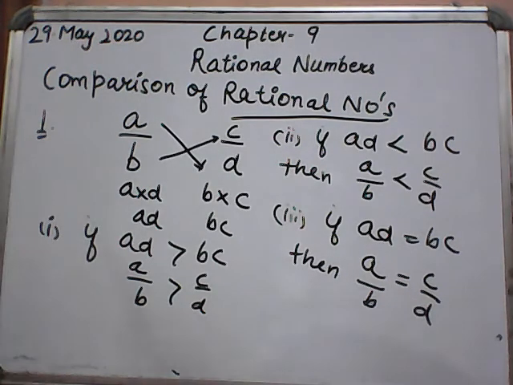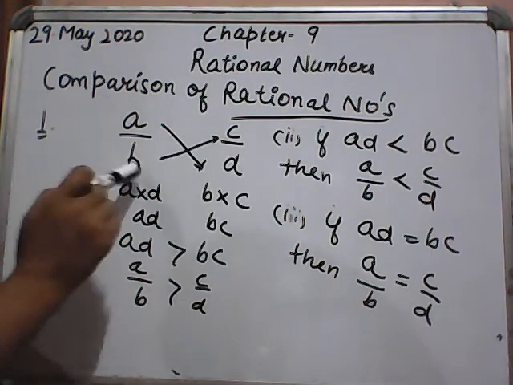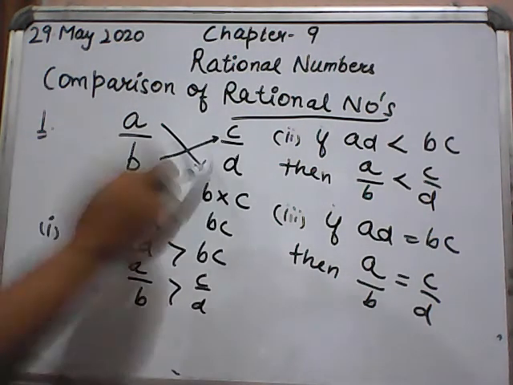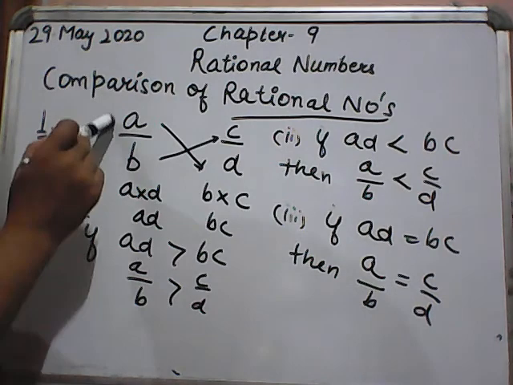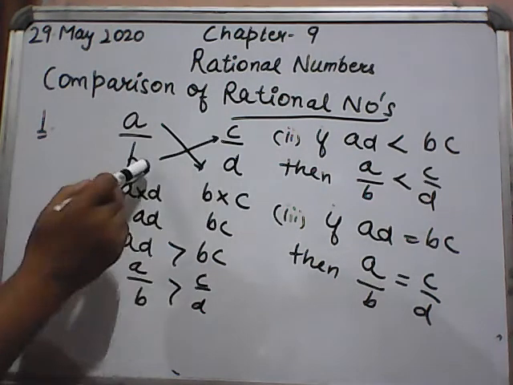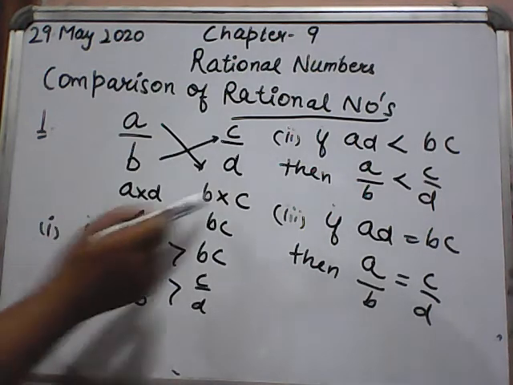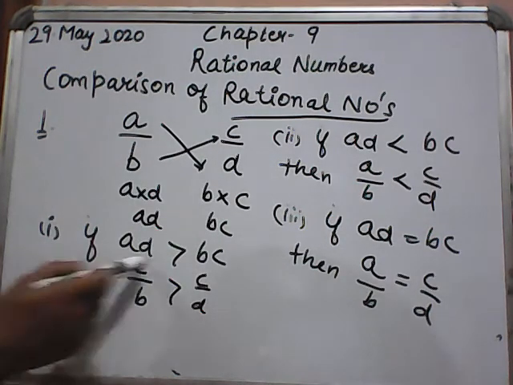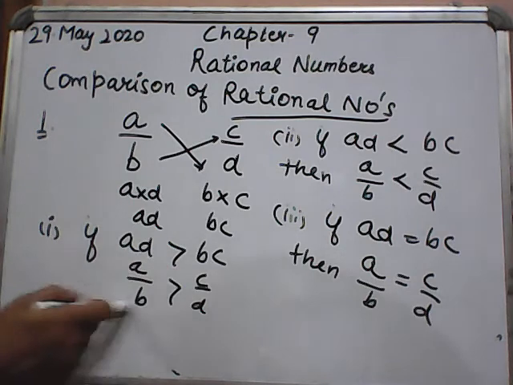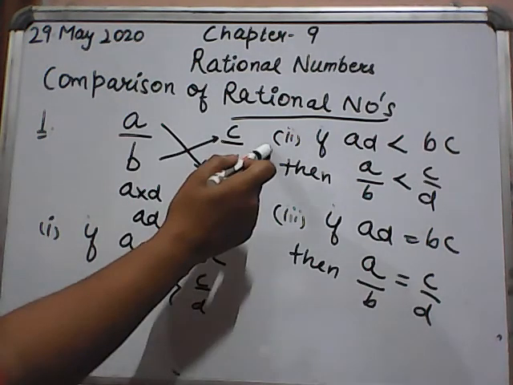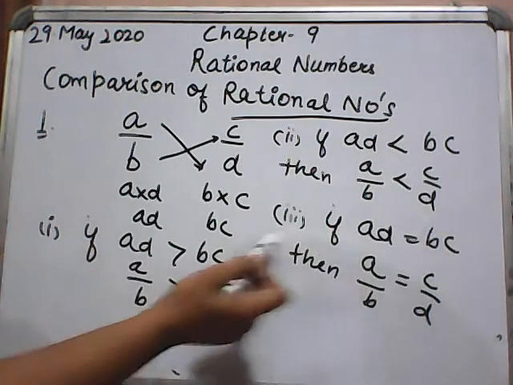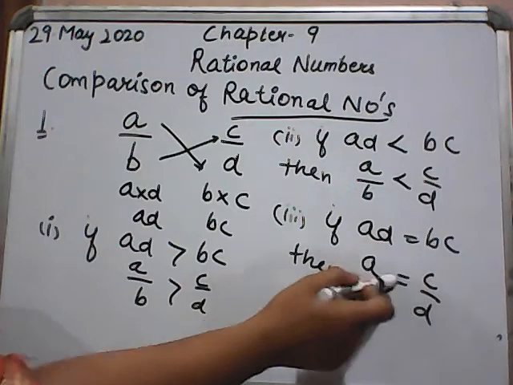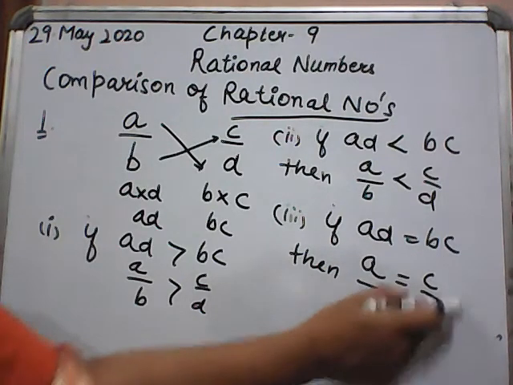First method is by using cross multiply. You have to compare a by b and c by d. For comparing two rational numbers, firstly, if needed, we have to reduce the rational numbers to standard form. By cross multiplying, you get a multiplied by d and b multiplied by c. Now the first condition is if AD is greater than BC, then a by b is greater than c by d. Second condition is if AD is less than BC, then a by b is less than c by d. Third condition is if AD is equal to BC, then the rational number a by b is equal to c by d.